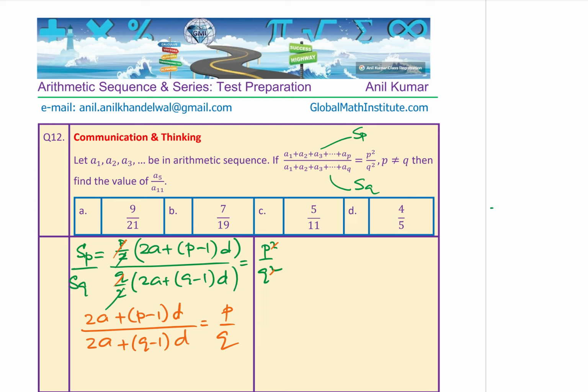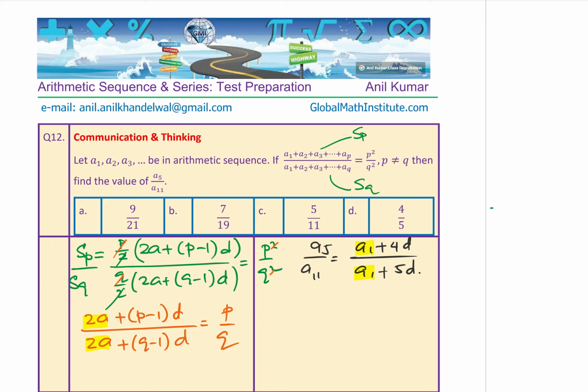Now, let's also figure out what a5 over a11 equals, right? So a5 basically is a1 plus 4d, right? And the 11th term is a1 plus 10d. Is that clear to you? But what we really want, how can we relate these two? We got 2a here and a here.